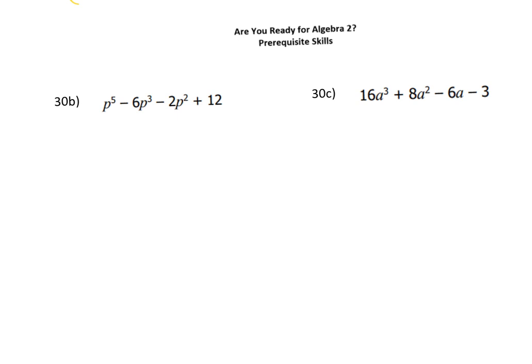I need to factor p to the 5th minus 6p cubed minus 2p squared plus 12 back to a multiplication problem. So I'm going to take my 4 terms and divide them into 2 parts, and then I'm going to take a GCF out of each.